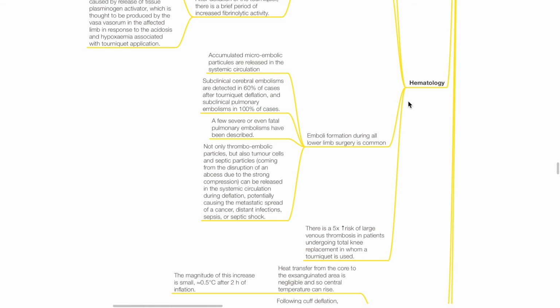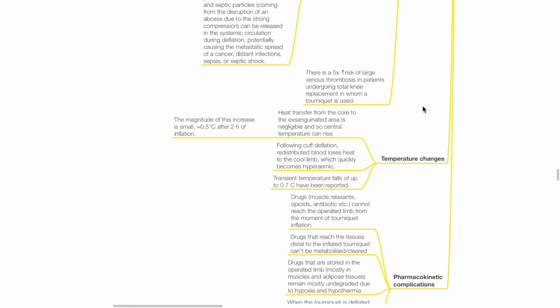Tumor cells and septic particles can be released into the systemic circulation during tourniquet deflation as well, potentially causing metastatic spread of cancer, distant infections, and sepsis. There is a 5 times increase in risk of large venous thrombosis in patients undergoing total knee replacement in whom a tourniquet is used. Temperature changes.